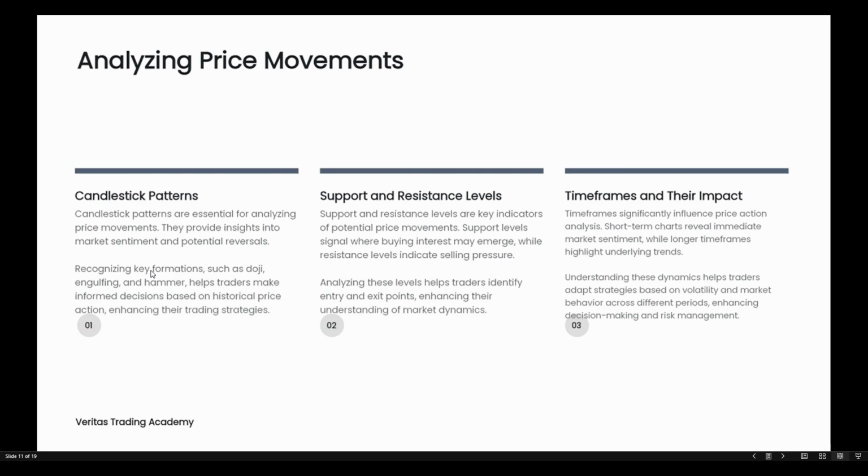Now let's talk market sentiment analysis, or COT report data.